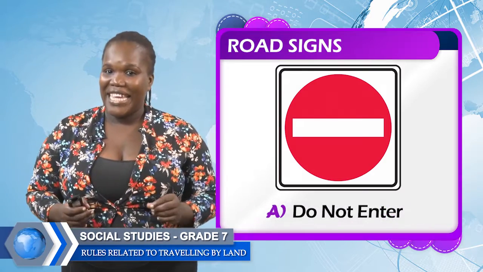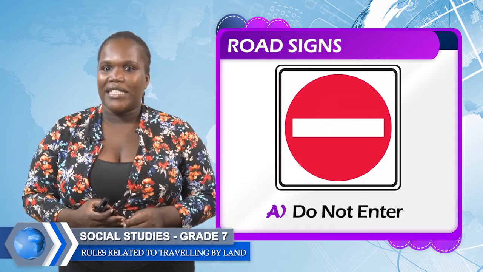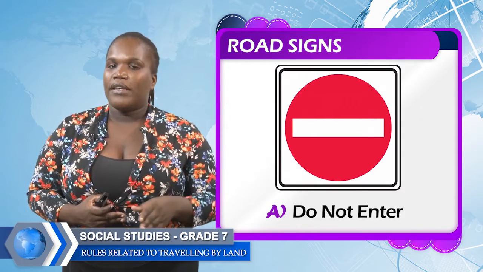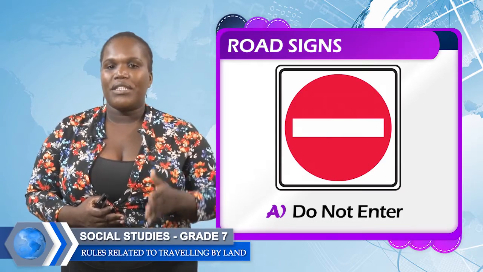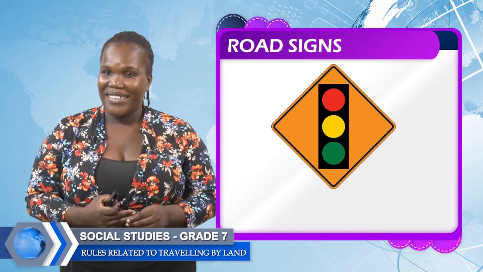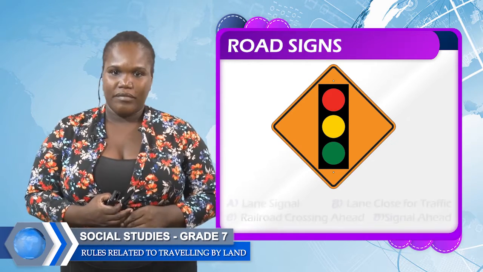If you said A, then you're correct. This symbol represents do not enter. So when we see the symbol on the road, it indicates that one should not enter that roadway. Does it look familiar? All right, let's see if we know what it means.